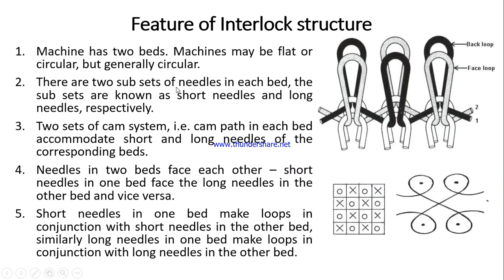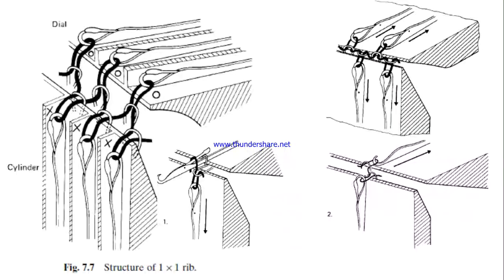So there are two subsets of needles required in each bed. It is very important to understand there are two subsets of needles in each bed. Earlier in the rib knitting machine you have seen there is one set of needles in each bed. I am showing you here two beds, cylinder and dial. In the cylinder there is one set of needles, which are making the front loops only. In the dial there is only one set of needles, which are making the back loops only.